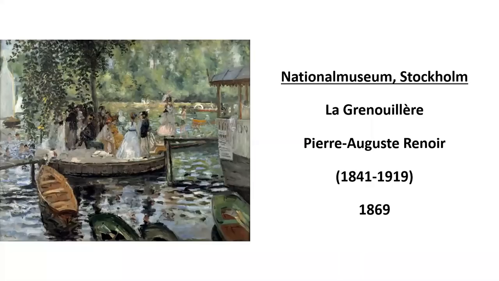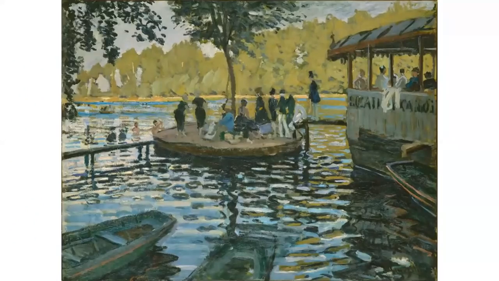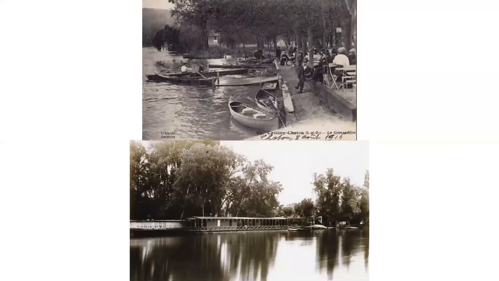Now, if you're wondering what's going on in the painting, like what are these people doing? This was a resort area outside of Paris. During the mid 1800s, there's a real expansion in the middle class, and with that people have more leisure time to do things like boating and go to parks and all those types of fun things instead of just working 6 or 7 days a week. That's what Monet and Renoir are capturing.